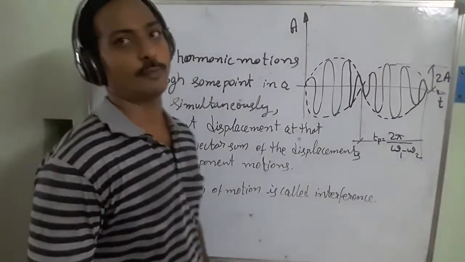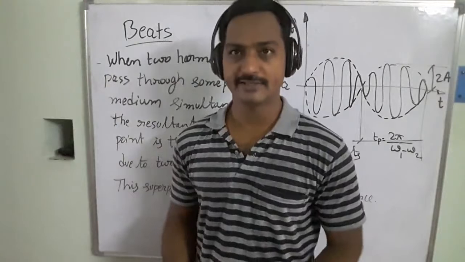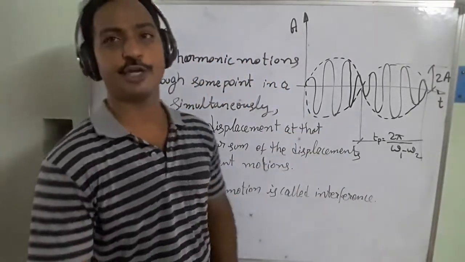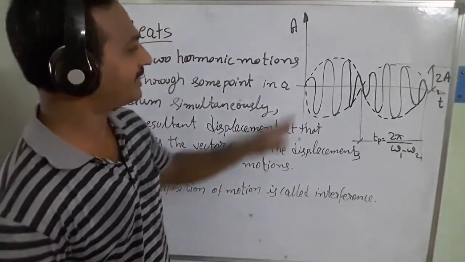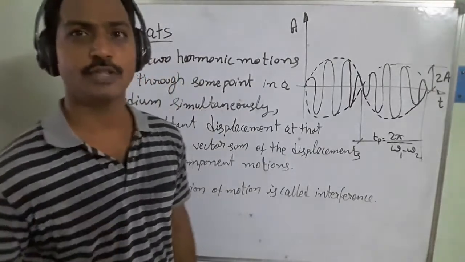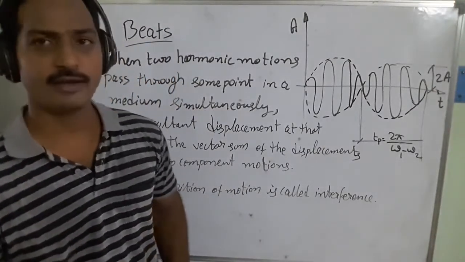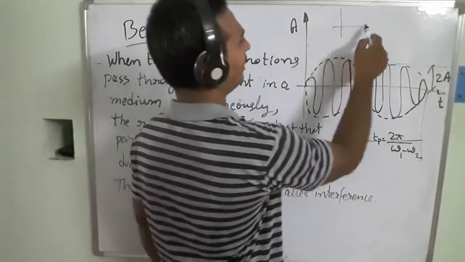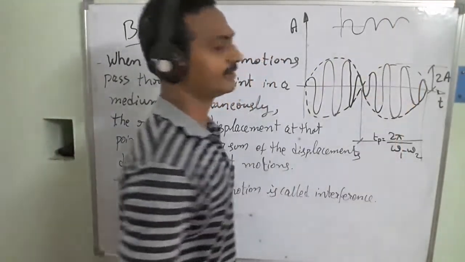So in this topic we are going to learn what beats are. So what are beats here? There we can see the graphical representation of beats. The amplitudes of the vibrations are going to be moving in this direction. If you take the normal vibrations of a single system, it is going to be moving in this direction, right?